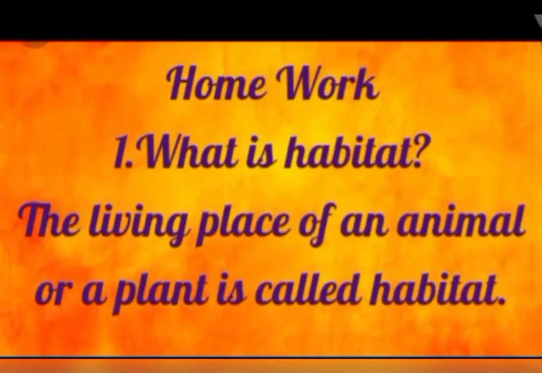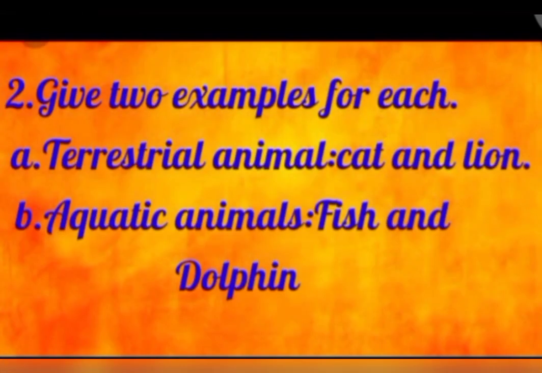So, one more time. First question, what is habitat? The living place of an animal or a plant is called habitat. Second question, give two examples for each. Terrestrial animals and aquatic animals. Terrestrial animal, cat and lion. Aquatic animals, fish and dolphin.